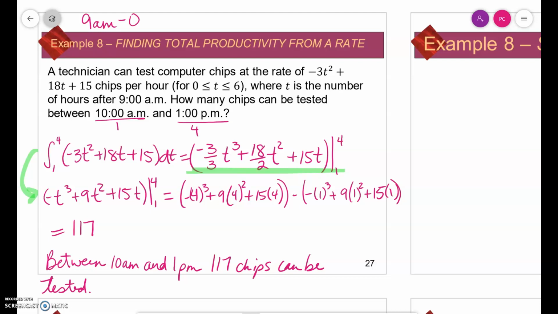Once you find the integral, we're going to plug in 4 and then subtract the evaluated function at 1. When you plug all of that in, you end up with 117. So that means between 10 a.m. and 1 p.m. that 117 chips can be tested. All right, let's keep going.